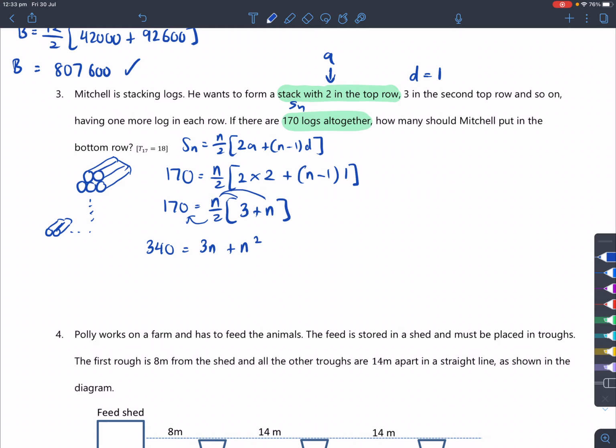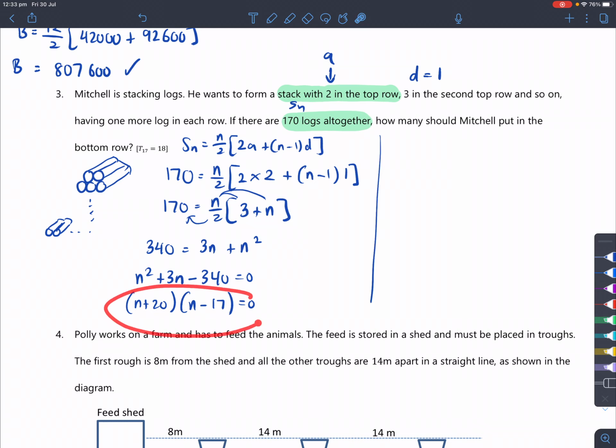We're going to move 340 to the other side, so n squared plus 3n minus 340 equals 0. We need 2 factors of 340 that subtract to give you a positive 3. And I'll give you those. If you don't know them, it's okay. You can use the quadratic formula. These are 20 and minus 17. Now, you know that this yields 2 answers: n equals negative 20 and 17. But n is a number of rows, so it can't be negative. So therefore, n has to equal 17, since n has to be a number bigger than 0.